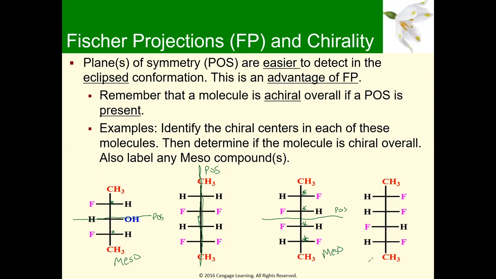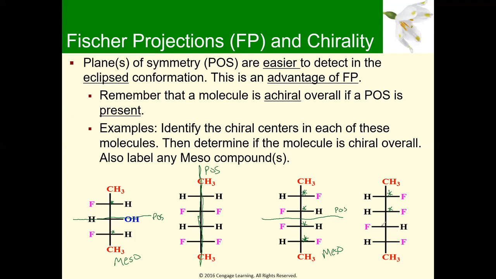Okay, so this one, let's see. So chiral centers, well, we've got a methyl and a fluorine and a hydrogen, and then the rest of it, that's 4 different groups, so that's chiral. Here we've got a hydrogen and a fluorine and the group up top, which is different than the group down below, so that's a chiral center as well.